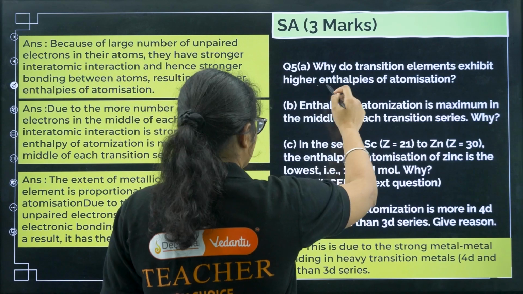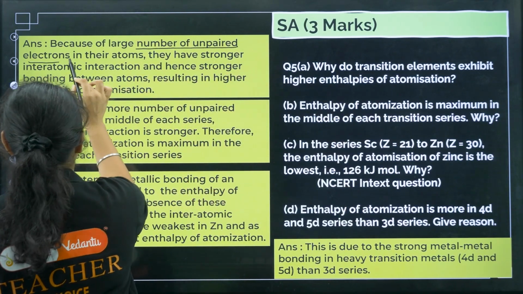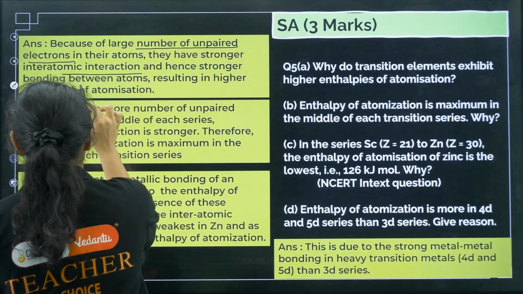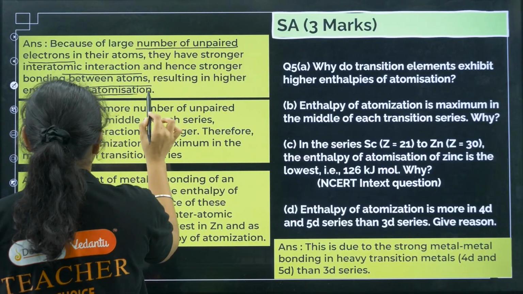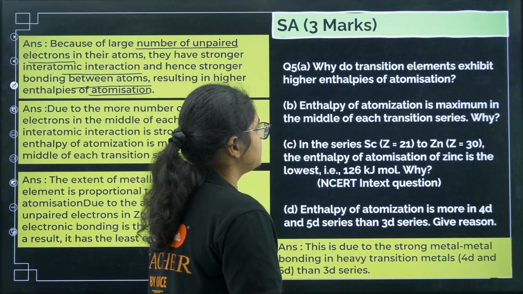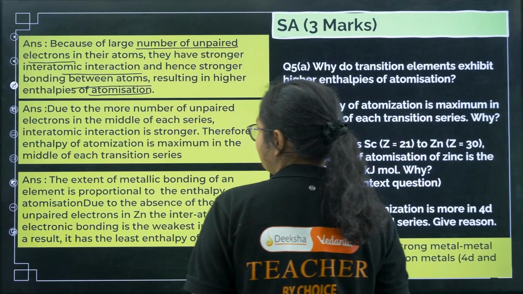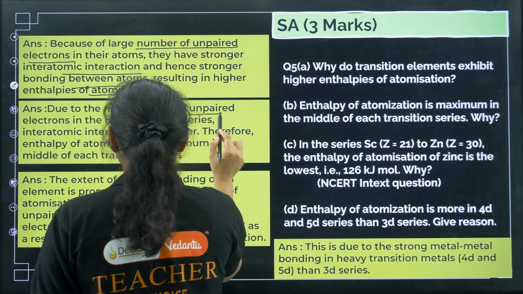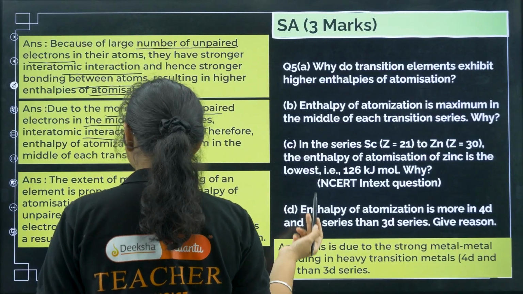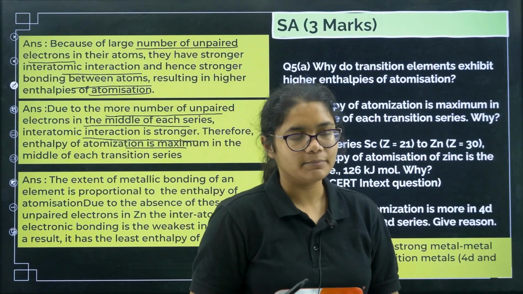So first of all, why they have higher enthalpies of atomization? That is because of the number of unpaired electrons, they have stronger interatomic interaction and hence stronger bonding between the atoms, resulting in higher enthalpies of atomization. Okay. Next, enthalpy of atomization is maximum in the middle. So due to the more number of unpaired electrons in the middle of each series, the interatomic interactions are stronger, therefore the enthalpy of atomization will be maximum.